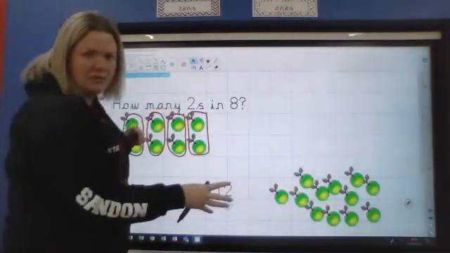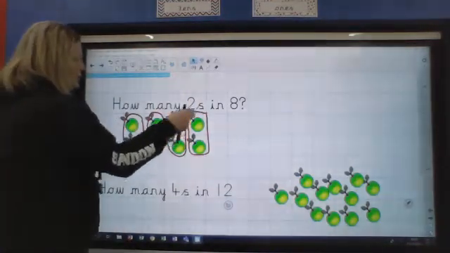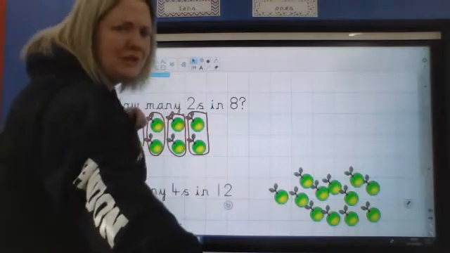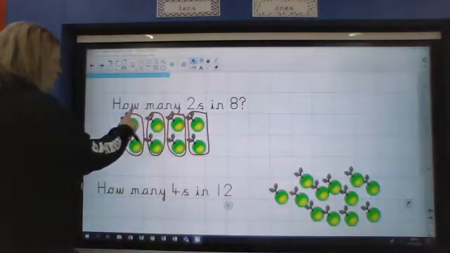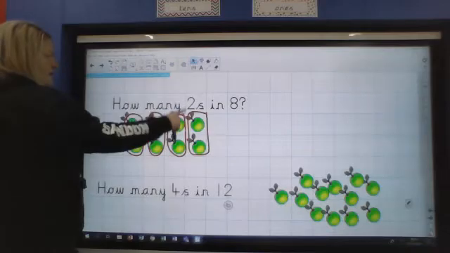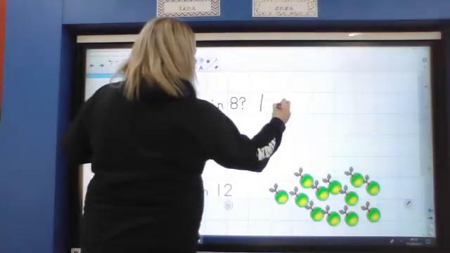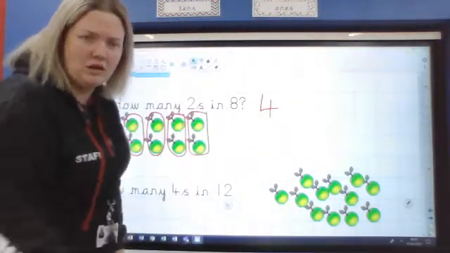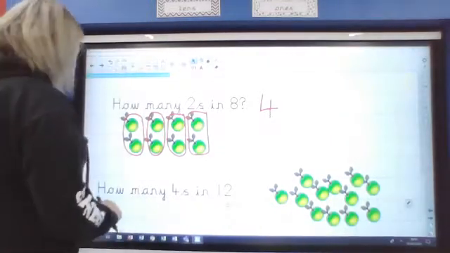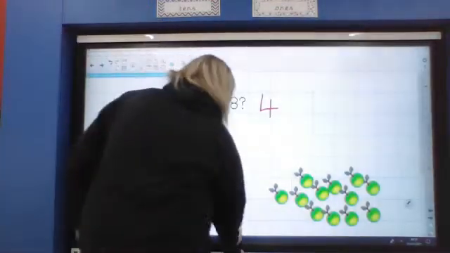So there's 8 apples there. I put them in 2s, so it's easier for me to count. Let's count them. So we've got 1, 2, 3, 4. So there are 4 lots of 2s in 8. Let's look at the next one together.